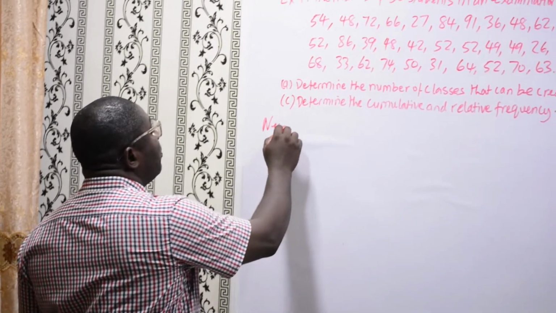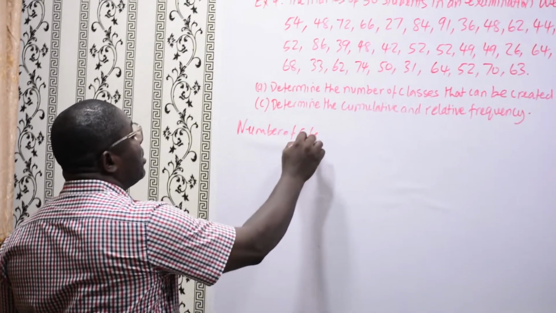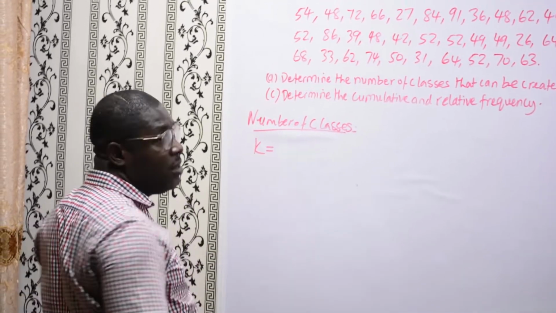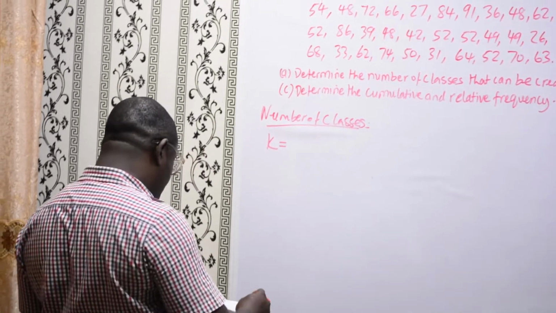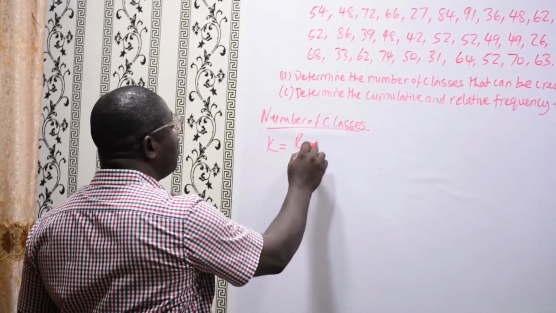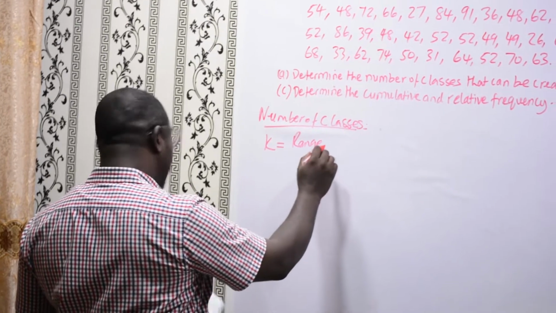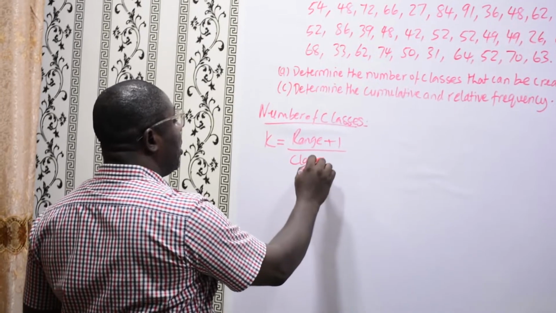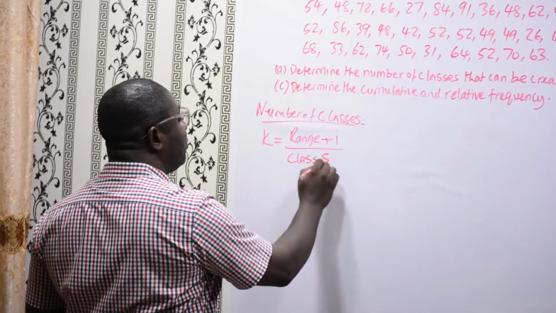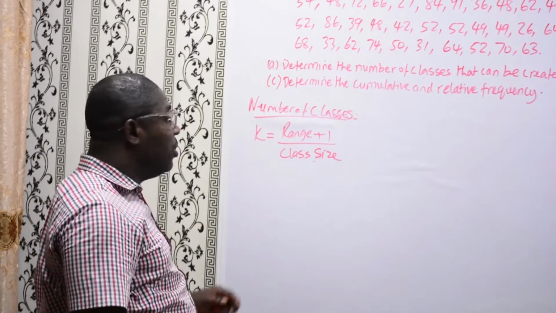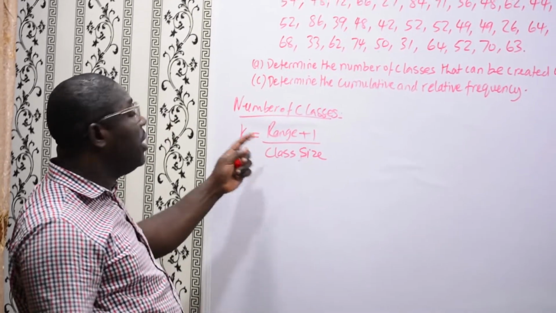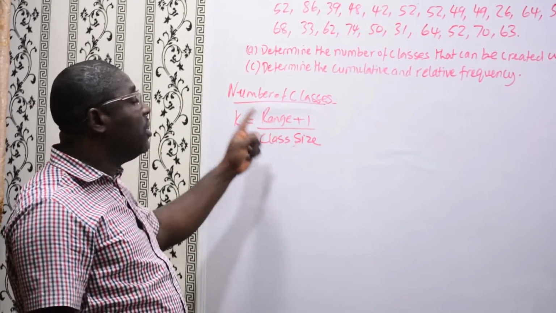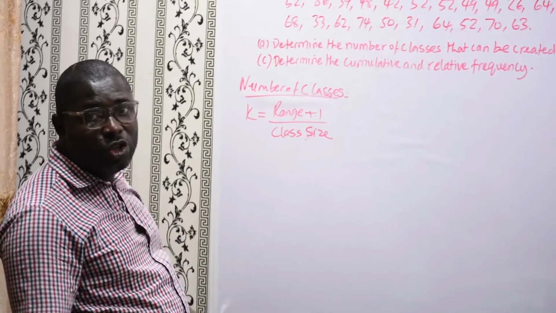number of classes. The formula is given as K, being the number of classes, equals range plus 1, divided by class size. The range is the highest value minus the lowest value. That's the range. The range is the highest value minus the lowest value.